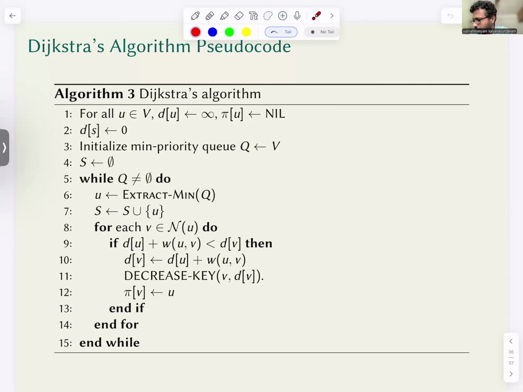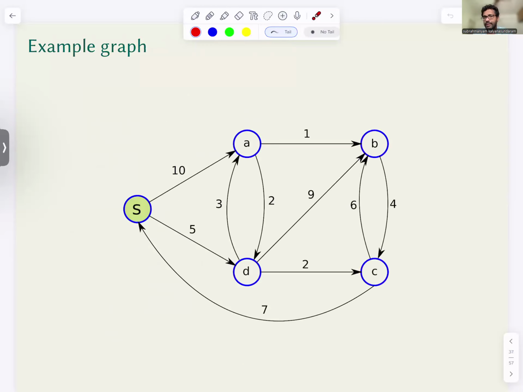So maybe instead of going through the code, we'll just see an example, so that will be easier. So this is our example graph. Initially, S has weight 0 and everything else is weight infinity. Weight meaning D value. S has D value 0 and everything else is D value infinity. Now you do extract minimum from the queue, so this vertex S will be extracted.